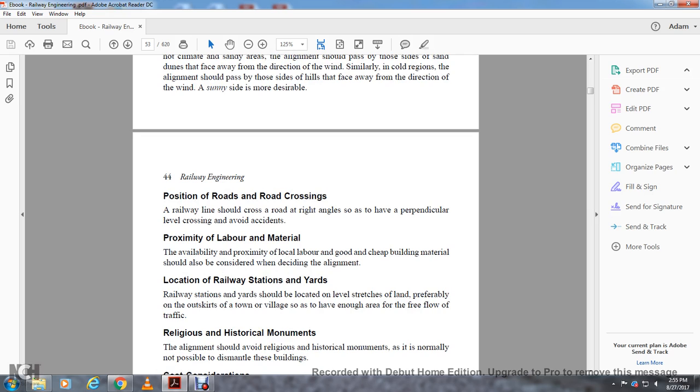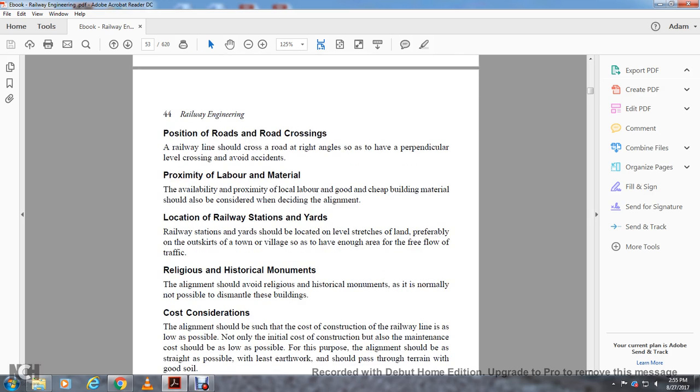Location of railway station yards. Railway station yards should be located on level stretches of land, preferably on the outskirts of the town or village, so that they have enough area for the free flow of traffic. Religious and historical monuments: the alignment should avoid religious and historical monuments, as it is normally not possible to dismantle these buildings.